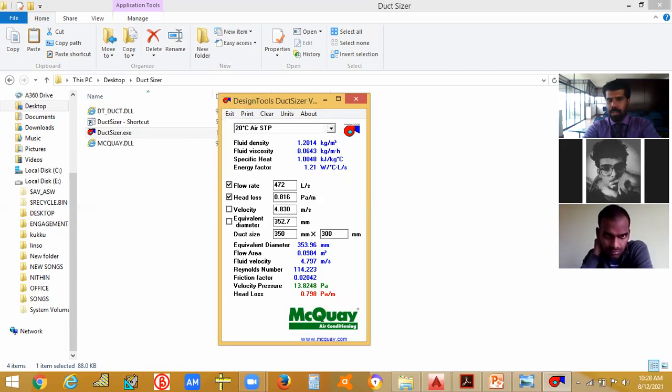So duct size: if I am giving 350, 300 will be my height. If I am giving 400, 275 will be my height. If I am giving 300, 350. So better you go for 350 into 300. If I am reducing it, 250. See, it decreases. If I am giving 150, it goes to 825. So better bring the values closer to a 1:1 ratio. So better you go for 350 and you will be getting the height as 300.